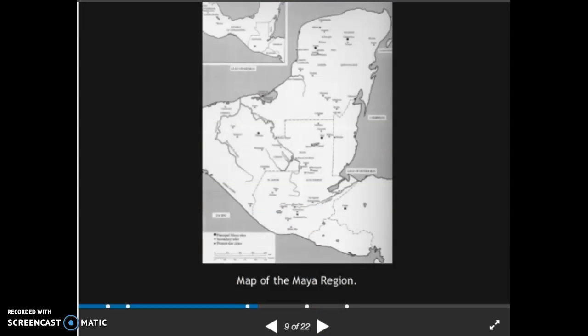So next in this very brief survey, we'll move on to a quick study of a piece of artwork that came out of the Mayan region.